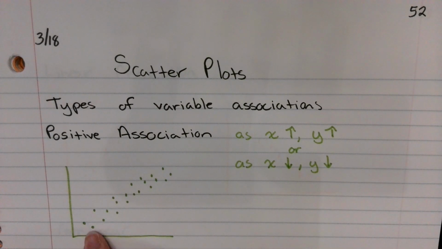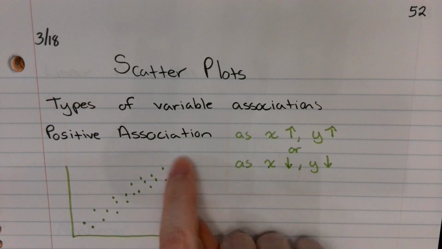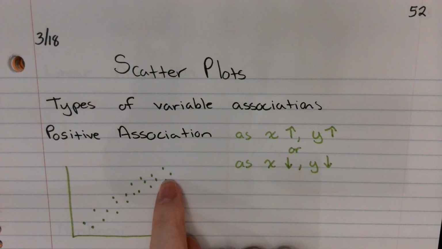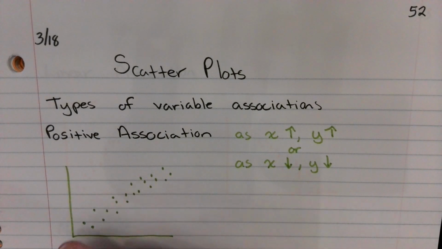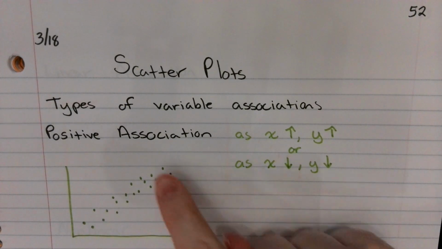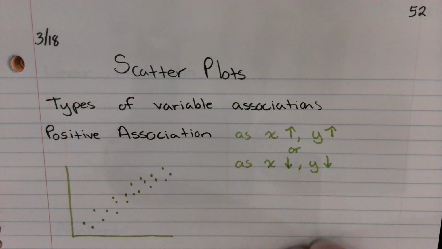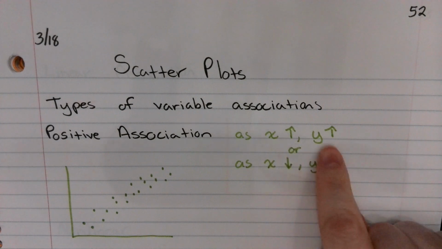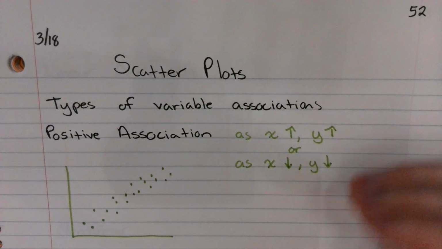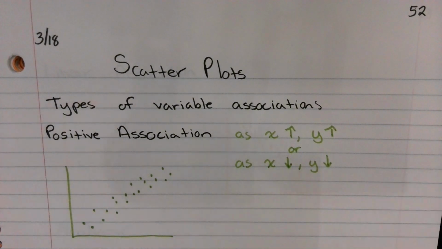So what I mean is if I'm looking at this point right here, this point is when x is a low number and y is a low number. And then if I go to one of these points, this is when x is a high number and y is a higher number. So when x is low, y is low. When x is high, y is high. So that's a positive association. They follow the same pattern, that they both increase or both decrease together. Okay.